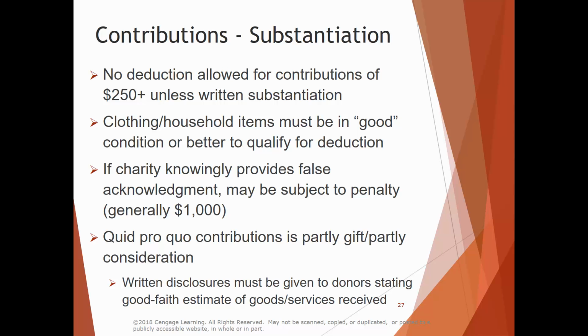And then quid pro quo contributions are partly gift and partly consideration. Quid pro quo is when you gift a service to an organization, like I do soft landing stuff for free, instead of wanting to be paid. So it's partly a gift, but also partly compensatory from their standpoint. So you've got to have some way of allocating that time.